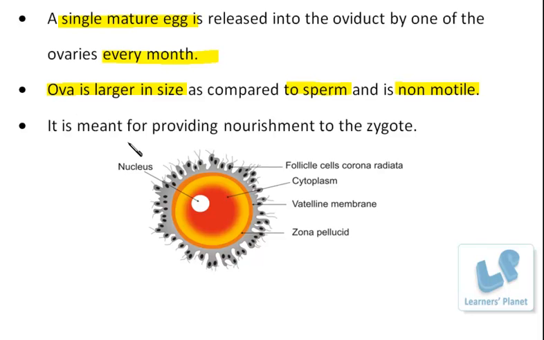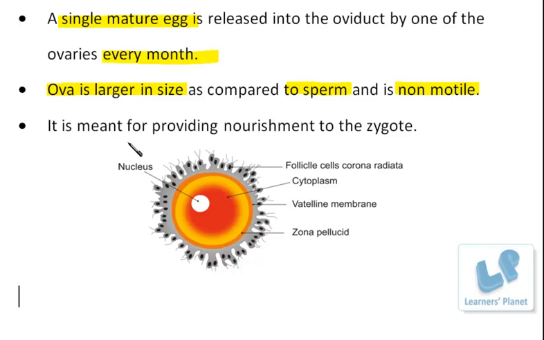Now one question should come to your mind. If this ovum is non-motile, then how is it transferred from the ovary to the fallopian tube and then from the fallopian tube to the uterus? Students, I explained to you that the funnel-shaped opening at the end of the fallopian tube has finger-like projections. So initially the movement of the fimbriae present at the end of the fallopian tube transfers the ova into the fallopian tube, right?